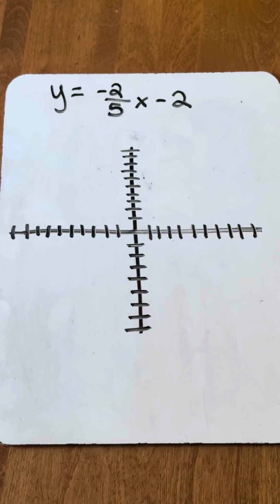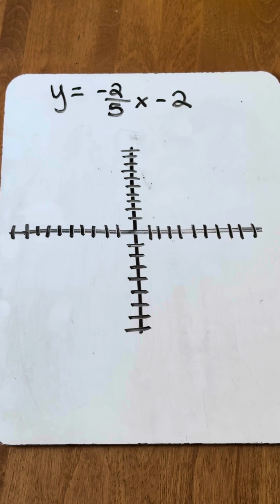Everybody, I'm here doing a quick video because somebody had asked me to show them how to graph this equation. So y equals -2/5 x minus 2. We're going to break this down so that you understand how to graph, because this is something that's huge in algebra class and it is a very big skill that people really struggle with.